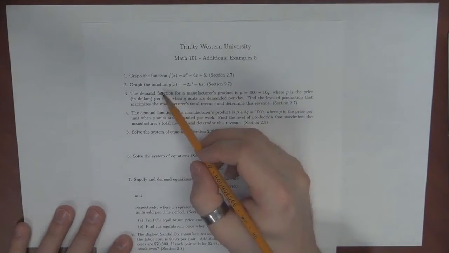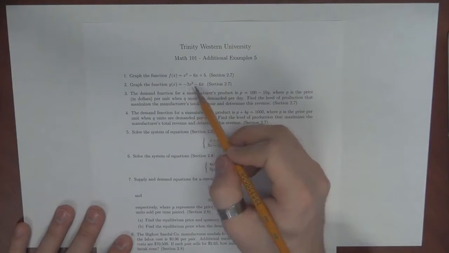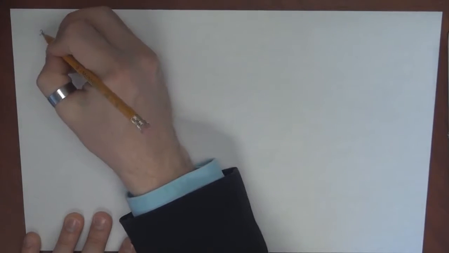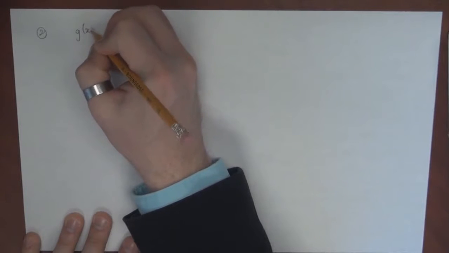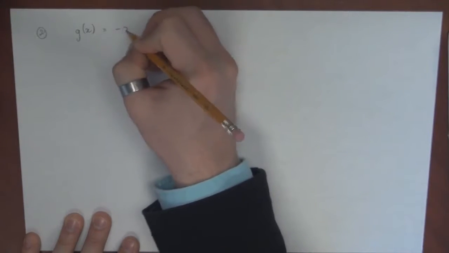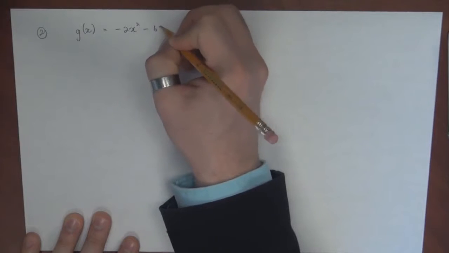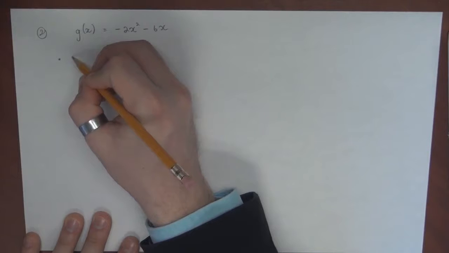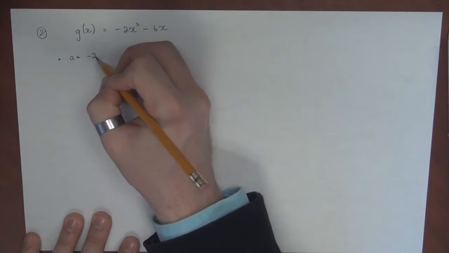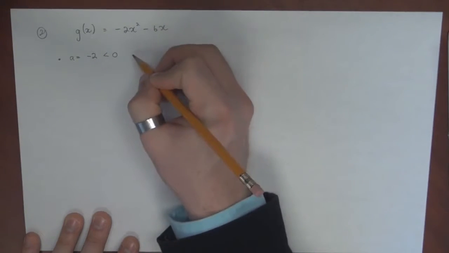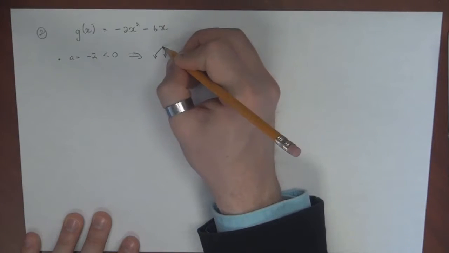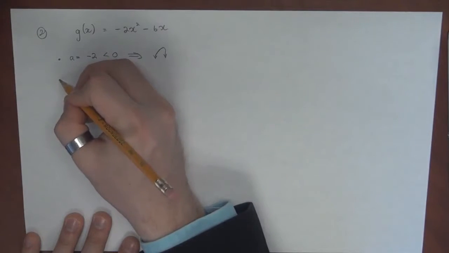Next one is number 2, graph the function given here. Again, a quadratic function. Number 2, let's write the function again. Negative 2x squared minus 6x. Clearly a quadratic function. First thing that I want to do is look at the value of a, which is now negative 2, which is less than 0. So that means that I'm going to have a parabola pointing down, and I'll have a maximum value.